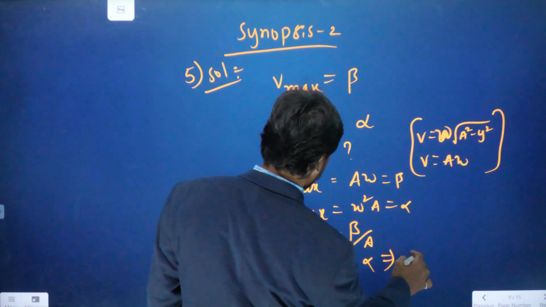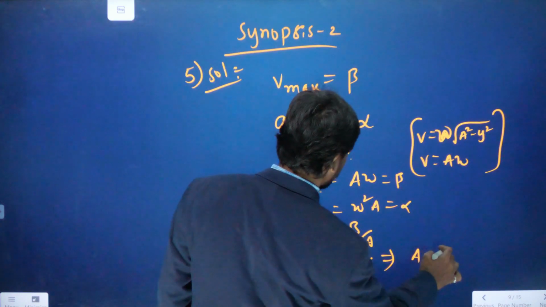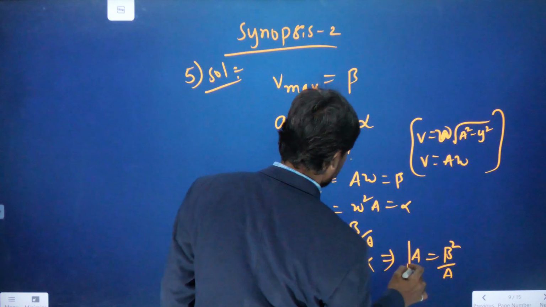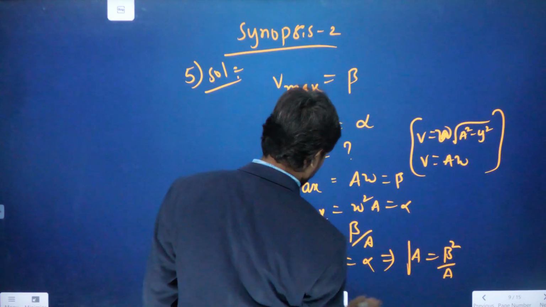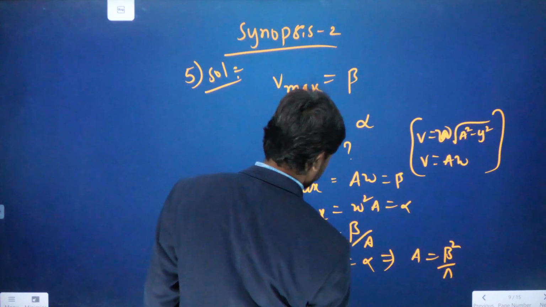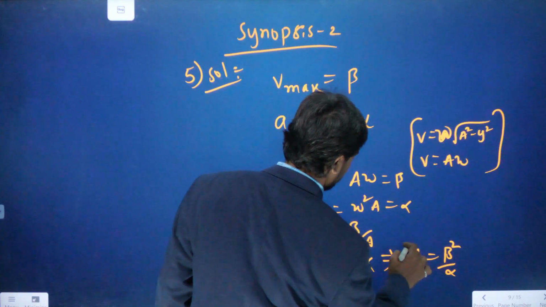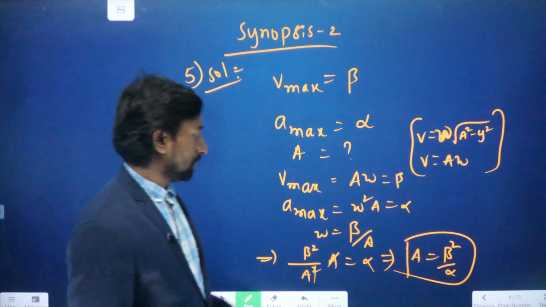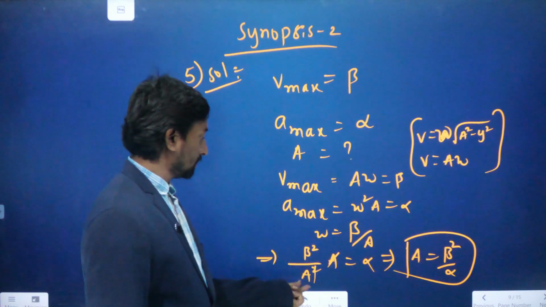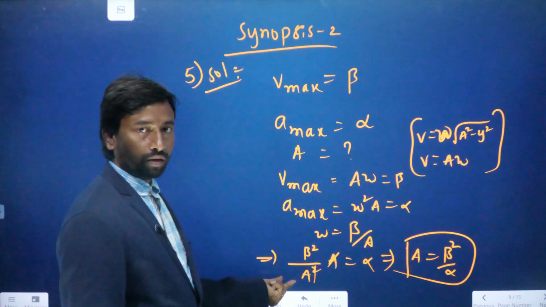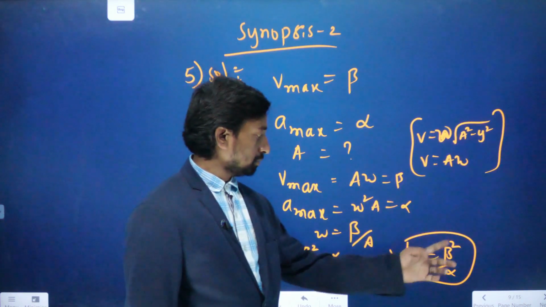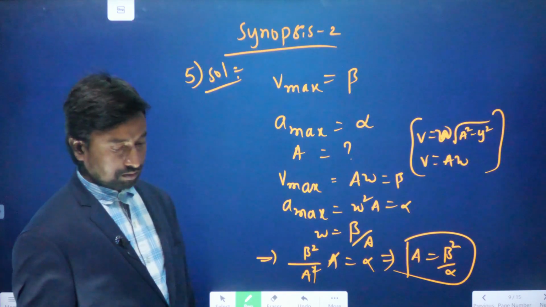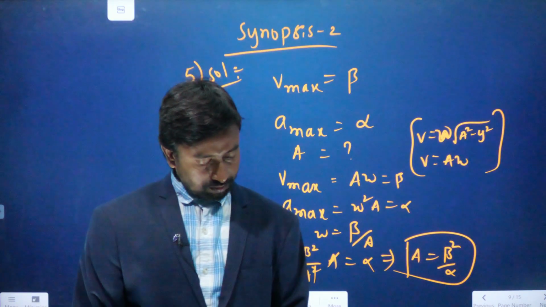Therefore from this, amplitude is equal to beta square by alpha, we will get there. So this is the answer. A is equal to beta square by alpha. You send this A that side and bring this alpha to the left side, then it becomes beta square by alpha. Okay, that is the question.